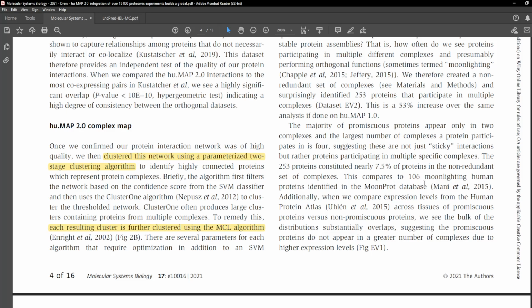Additionally, when we compare expression levels from the Human Protein Atlas, Uhlen et al., 2015, across tissues of promiscuous proteins versus non-promiscuous proteins, we see the bulk of the distribution substantially overlaps, suggesting the promiscuous proteins do not appear in a greater number of complexes due to higher expression levels, Fig EV1.